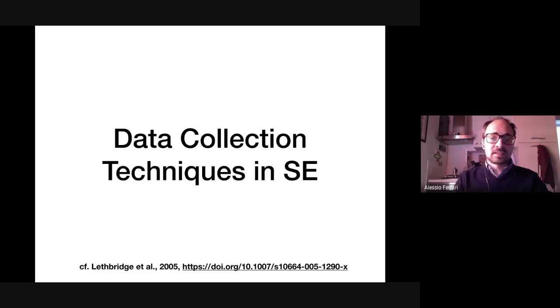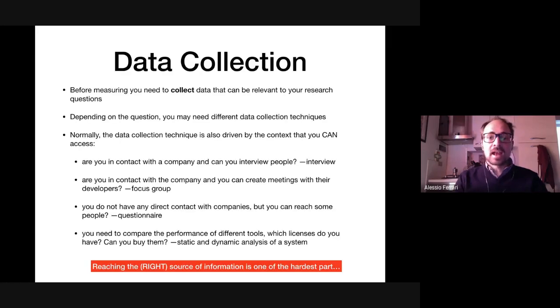You will see that there is a long list. Okay, as it's written here, before measuring the data, you need to collect them. And you need to collect them in a way that is relevant for your research question. That's why I started in the last lecture from research questions. Because anytime you search for some data, it has to be linked to the research question.